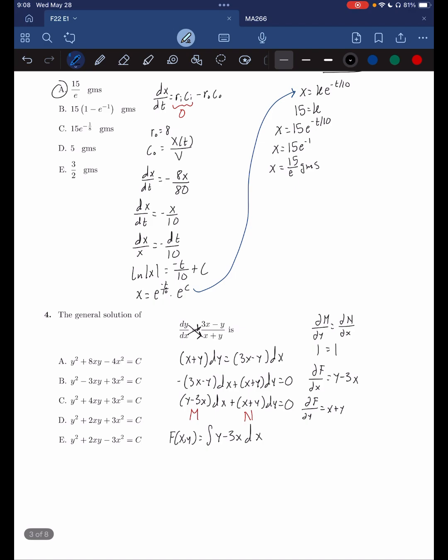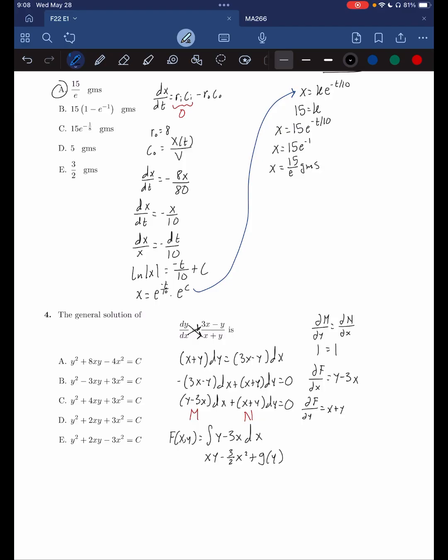That being said, let's integrate this. Remember, we're integrating with respect to x, so anything with a y is just going to stay constant. We're just going to add an x in front. This becomes this. Instead of adding a plus c, we're going to actually add another function called g of y. You'll see why in a second.